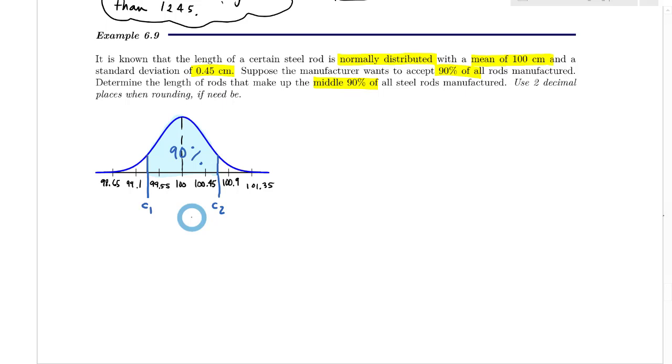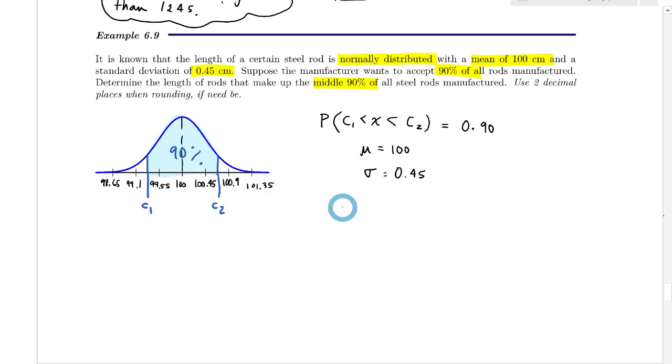Okay, so this means that I'm looking for now the probability or area such that x lies between C1 and C2, in which will be the middle 90%. Okay, so now I know some information. I know the mean is given to be 100 and standard deviation to be 0.45. Okay, so let's go ahead and put it in the calculator.